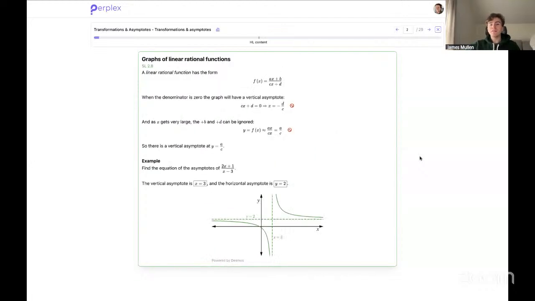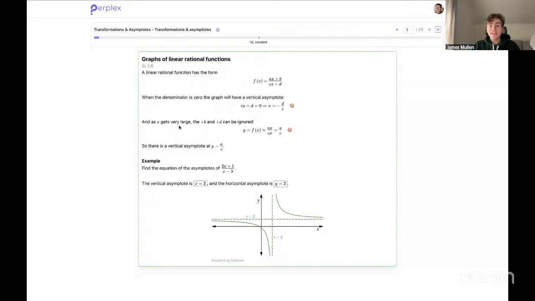Now, the graphs of linear rational functions. Suppose that you have a function in the form ax plus b over cx plus d. Okay? We know, similar to what we said on the previous slide about reciprocal functions, that when the denominator is 0, I'm going to have a vertical asymptote because I can't have something divided by 0. Okay? When does that happen? It happens when cx plus d is equal to 0, which means x is equal to negative d over c. And it looks a bit weird maybe with variables, but I'll show you an example with numbers in a second. It'll make more sense.